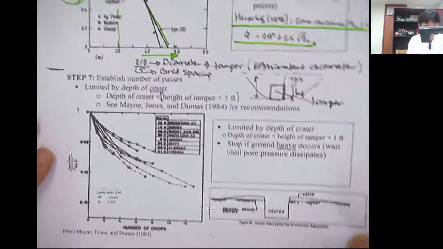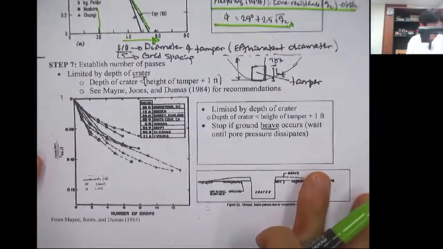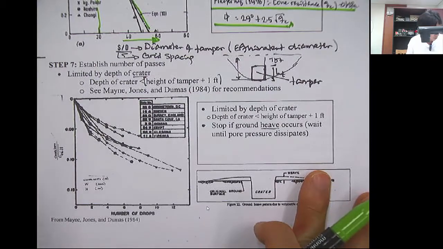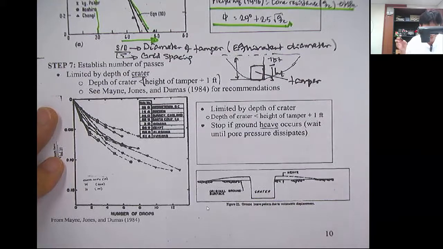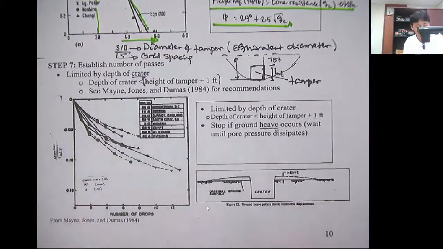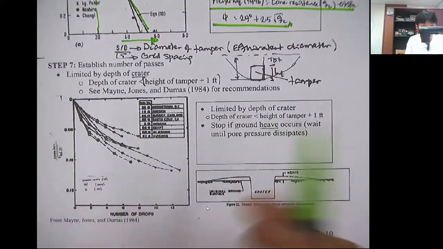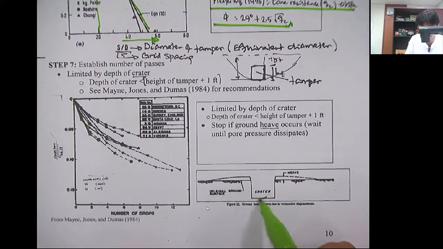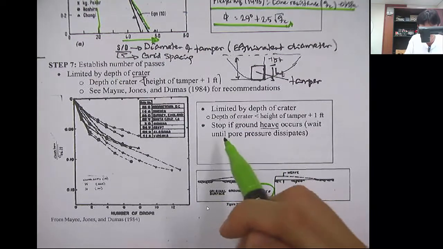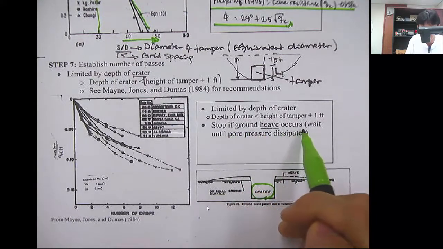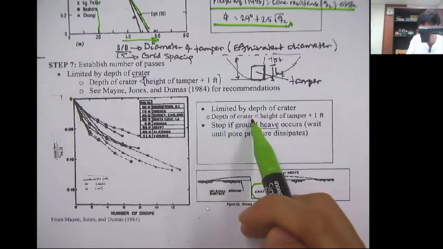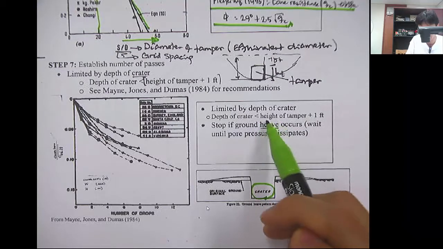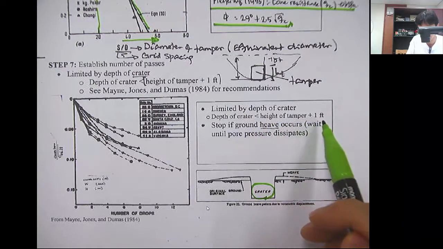And step 7, establish the number of passes. Actually, this is limited by the depth of the crater, because if you increase the number of drops too much, and increase the number of passes, then you can create this kind of crater. So you have to stop if ground heave occurs. Wait until the pore pressure dissipates. So the depth of the crater should be less than the height of the hammer plus 1 foot.